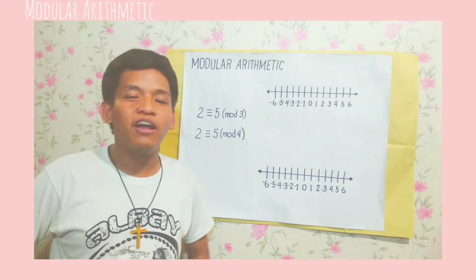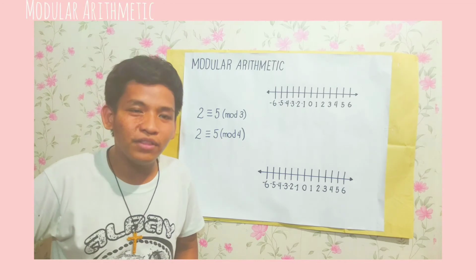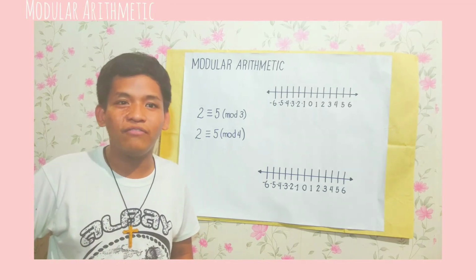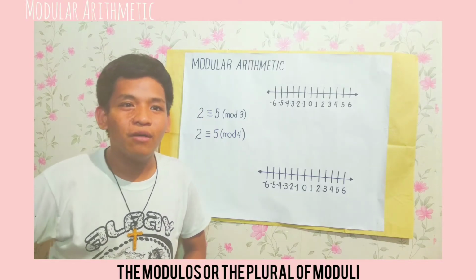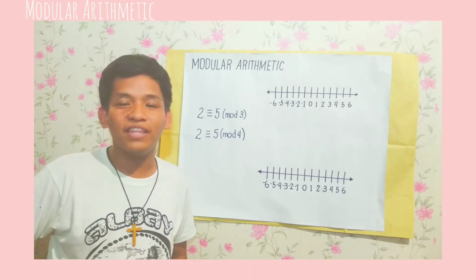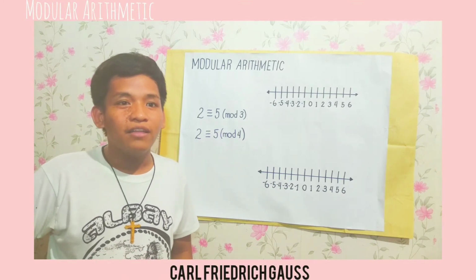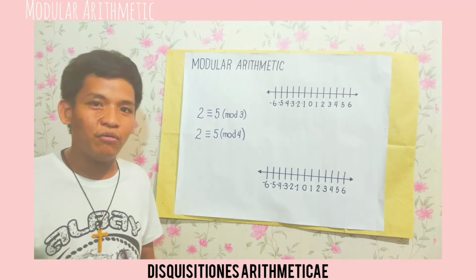What is modular arithmetic? Modular arithmetic is a system of arithmetic for integers where numbers wrap around when reaching a certain value, the modulus, or the plural, moduli. The modern approach to modular arithmetic was developed by Carl Friedrich Gauss in his book Disquisitiones Arithmeticae, published in 1801.